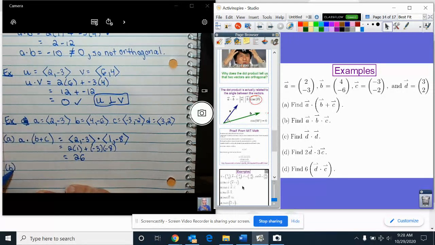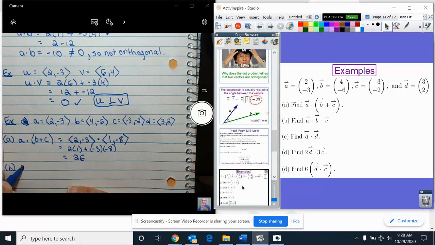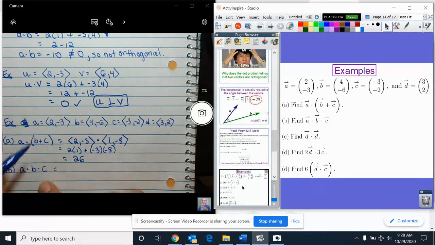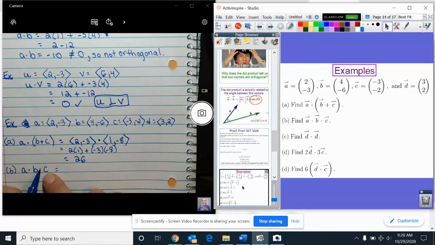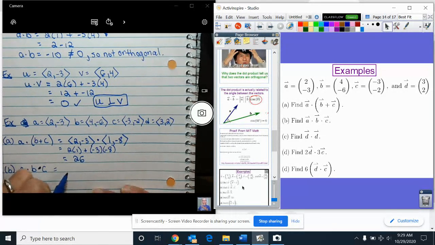In B, slightly different, we want to find the dot product from A to B and then to C. And what I want you to recognize is that when we find the dot product of two vectors, we get a scalar. We get a number. We don't get a vector. And only a vector can have a dot product with another vector. If we are multiplying by a scalar, that is a different operation. So the dot product can only be done between two vectors at a time. Not possible.